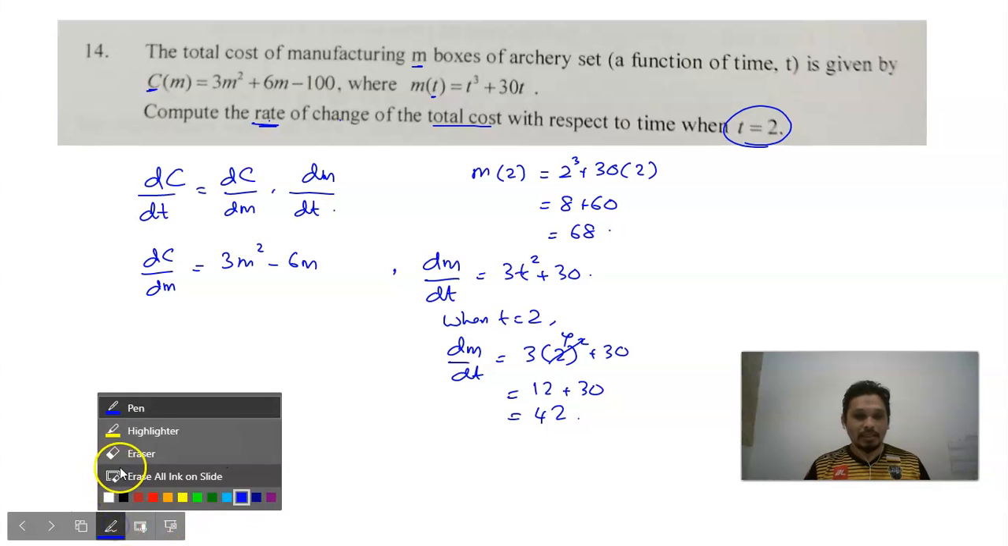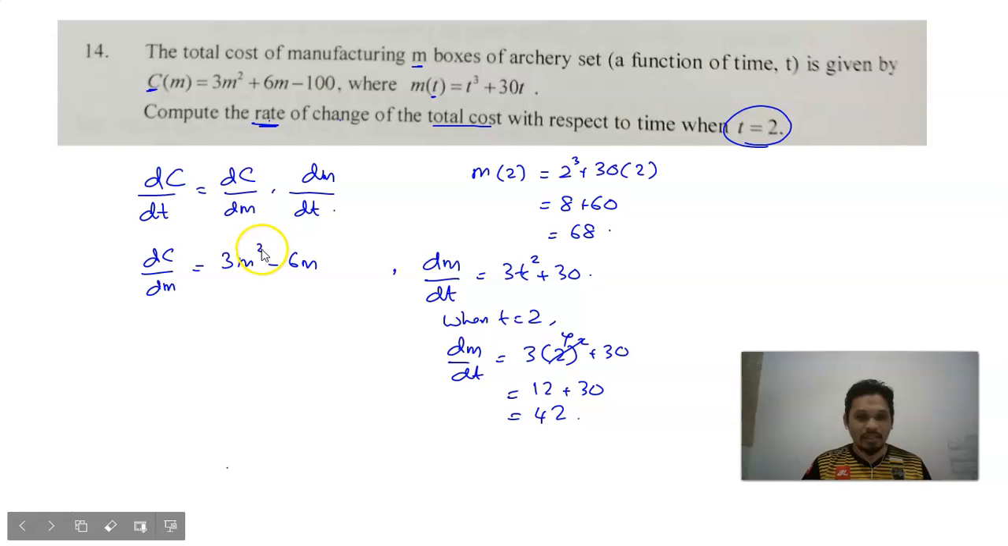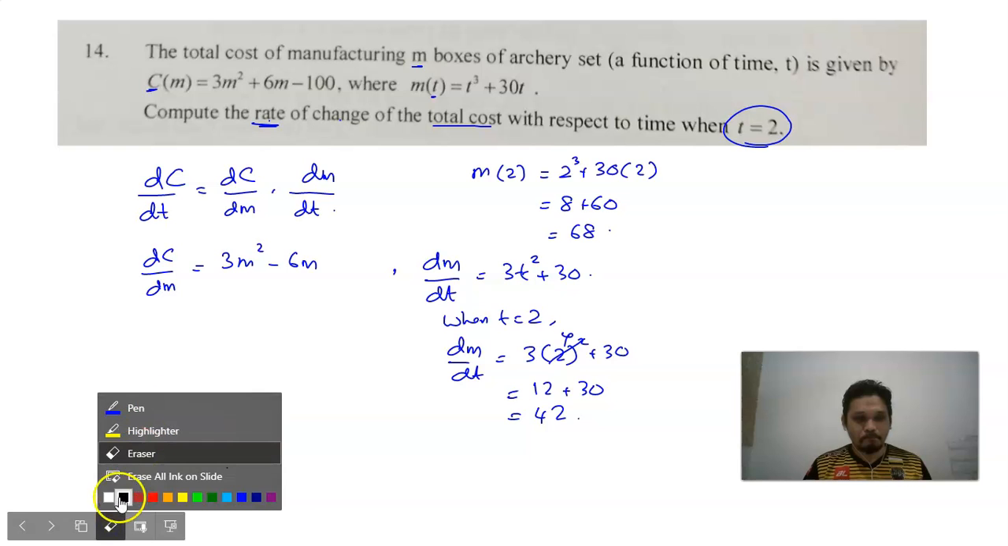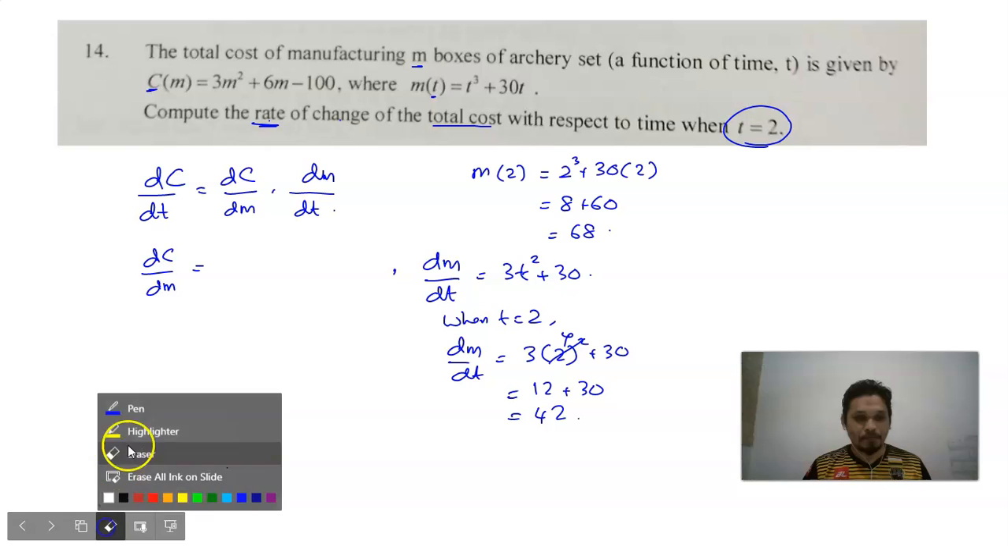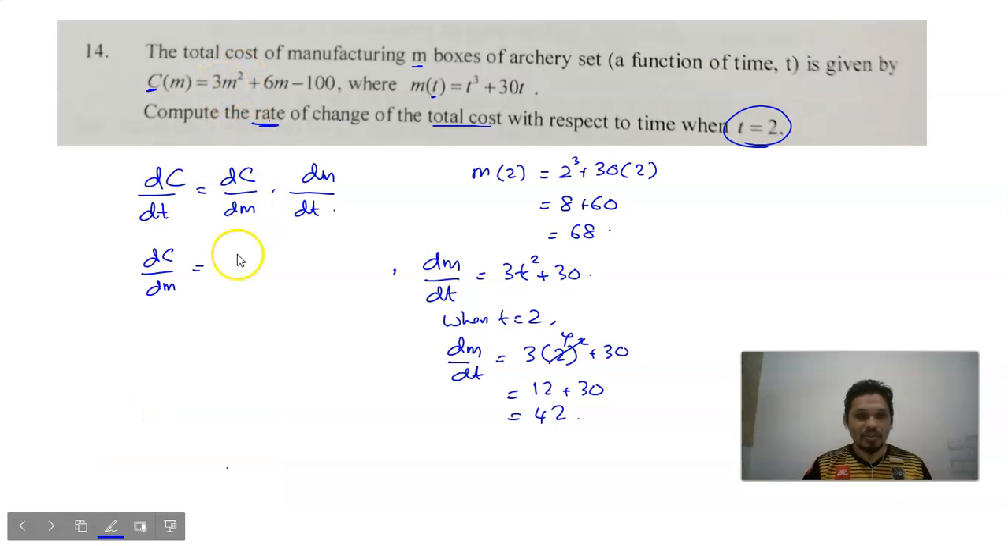Okay, class, I found out a mistake that I made here. This is dC/dm. This is C with the variable of m, 3m squared plus 6m minus 100. So I have no idea. It's supposed to be dC/dm equals 2 times 3 equals 6m plus 6. Okay, I made a mistake here, sorry.